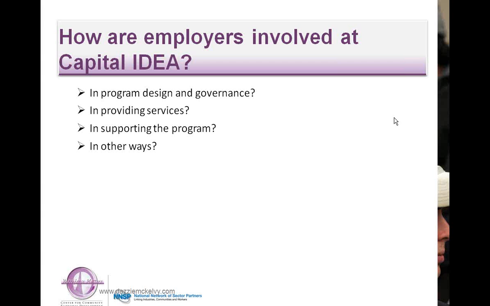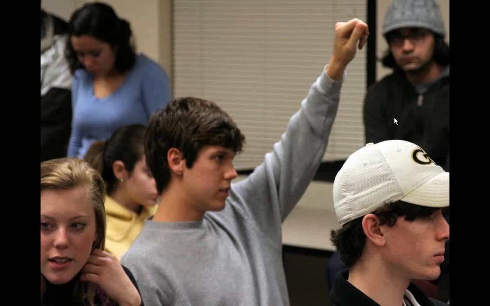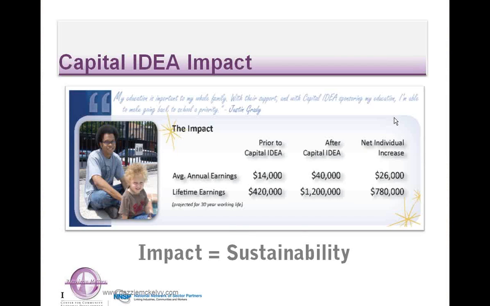That's the same thing we talk about when we're talking about private and individual funders. So the net return on investment is 575%. So we're talking about impact, and that's a big impact. And impact does equal sustainability. And this is not as concrete yet, but we talk about Capital Ideas graduates having a generational impact on their families.